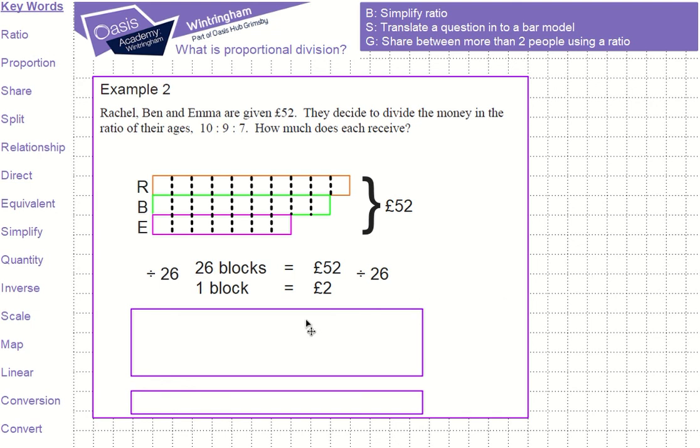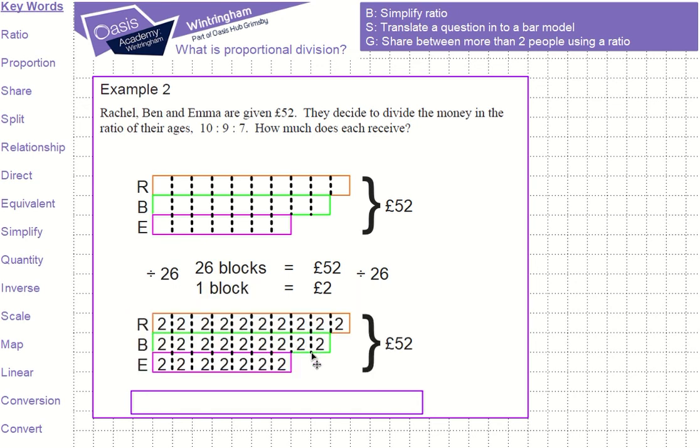My next step, thinking back to the last example: 1 block equals 2. So in each square, I can write down £2. And again, if you've already drawn this diagram, you can write £2 into this original diagram. I'm going to write it on a new diagram. And you should end up with something like this.